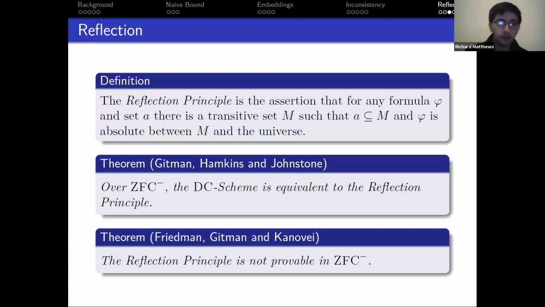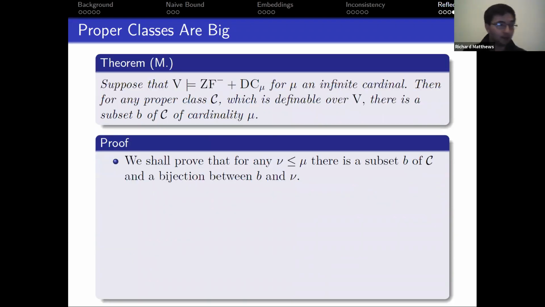Okay. So because of this, we get the thing which I sort of like to call proper classes are big. What do I mean by this? If I work in the theory ZF without power set but with collection, and I have DC mu for mu an infinite cardinal, then for any proper class C, which is definable over V, there is a subset B of C of cardinality mu. So sort of any proper class is in some sense bigger than any cardinal mu.